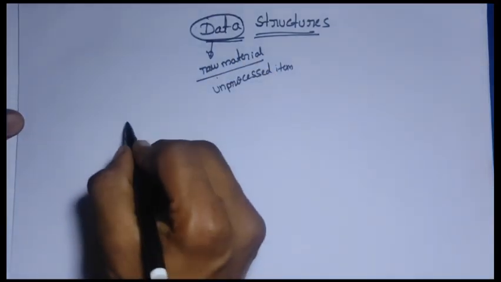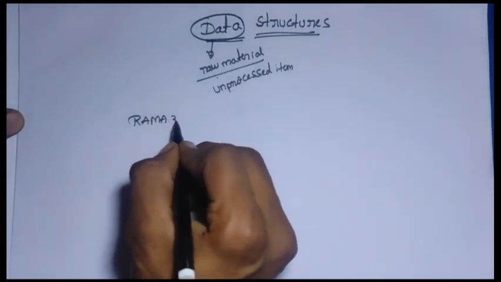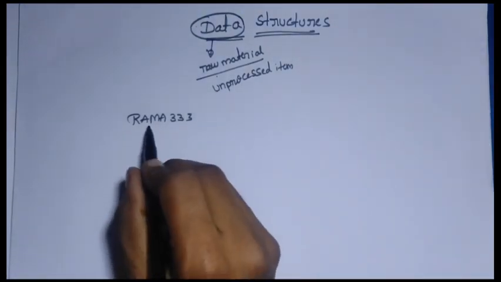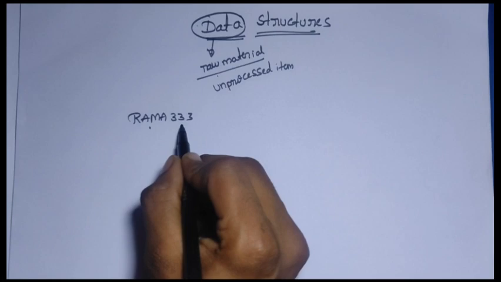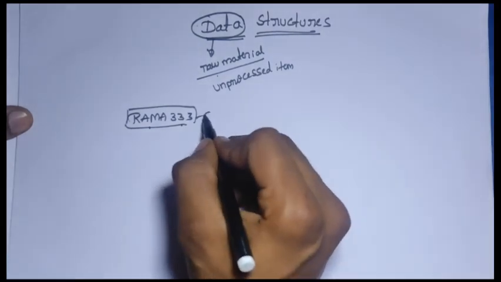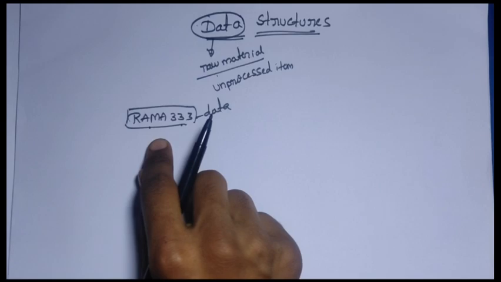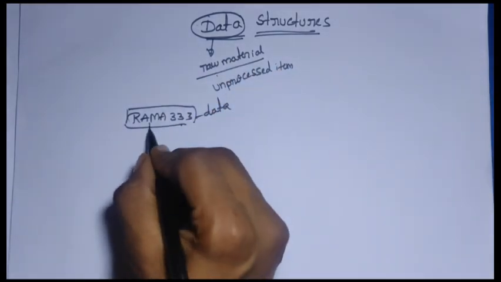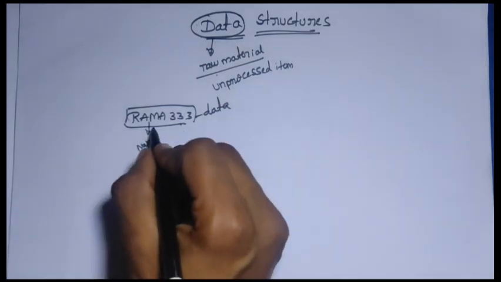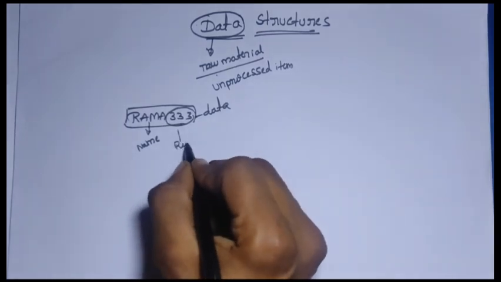Consider a simple example, like Rama 333. Okay, it contains some alphabets as well as a number. So this is an example of data. This is what we know as an unprocessed item. After processing, Rama is nothing but a name. So if Rama is a student, then definitely 333 is a register number.